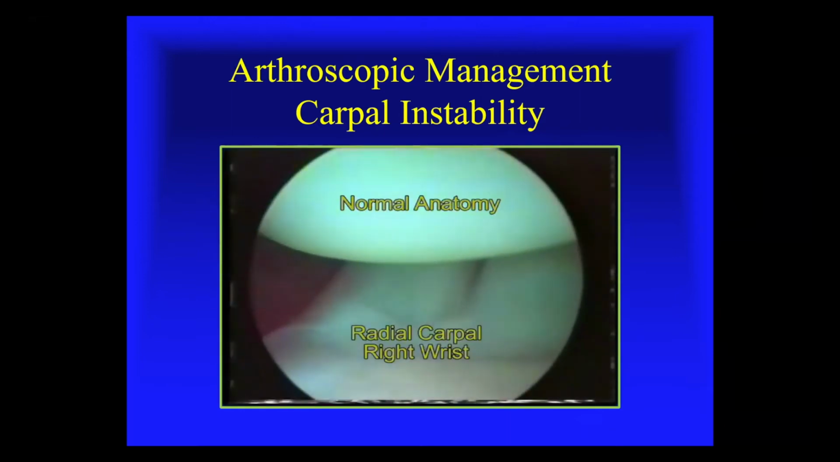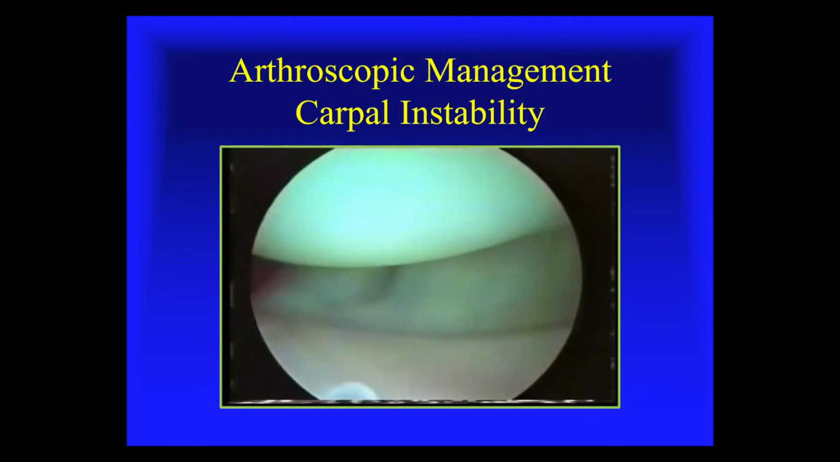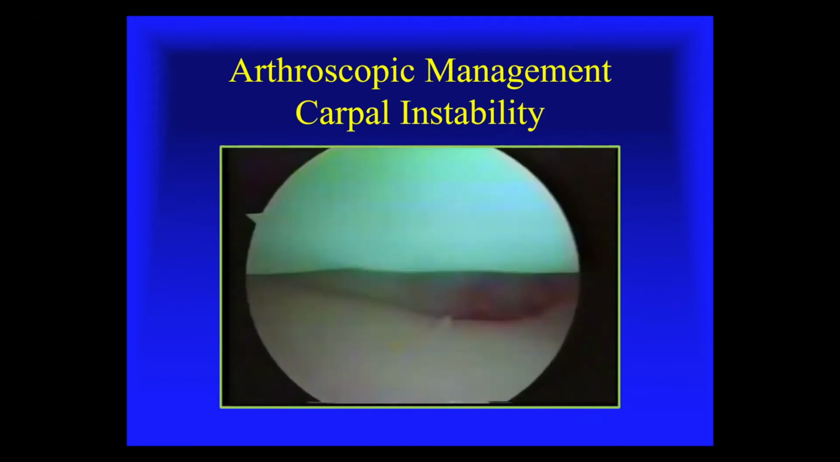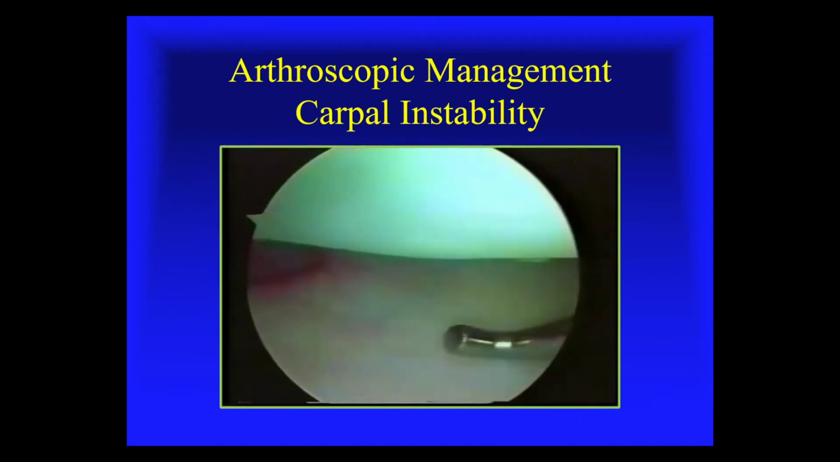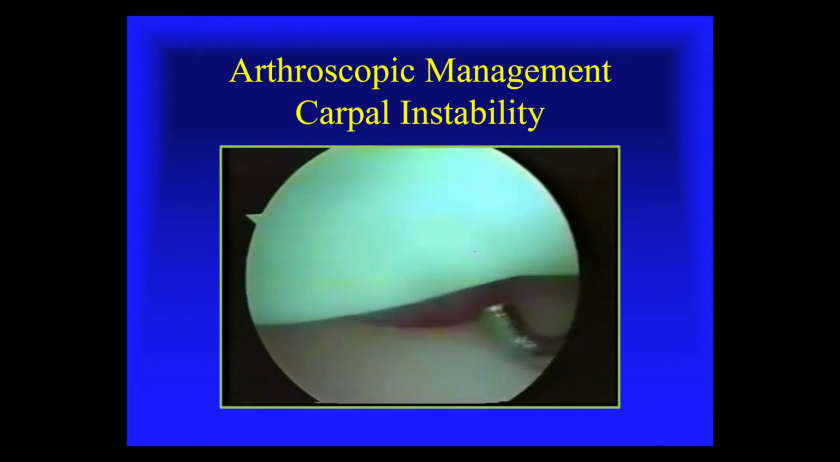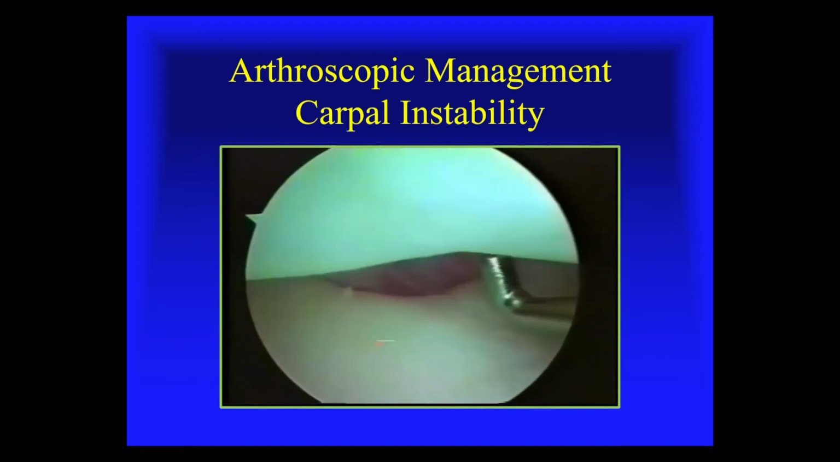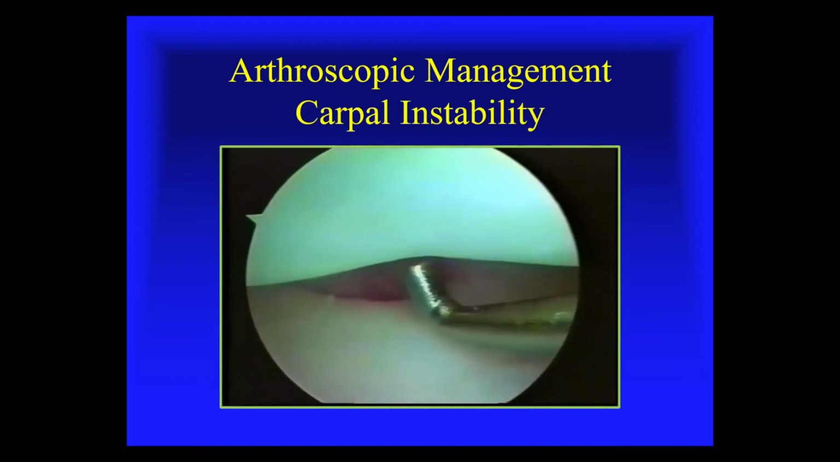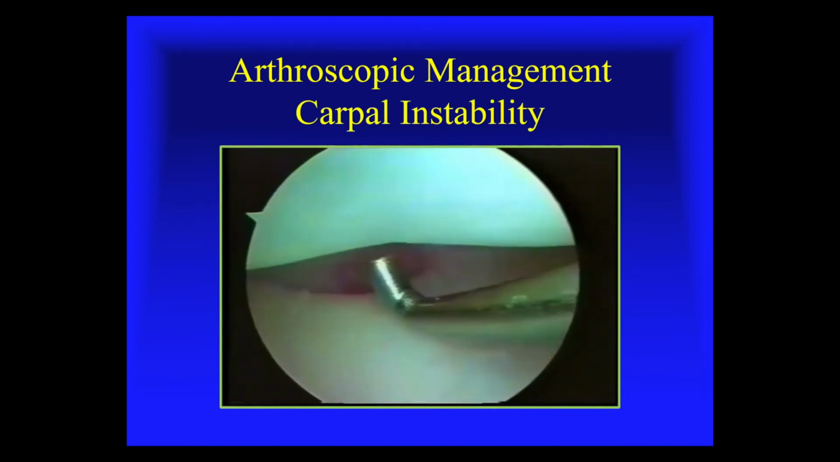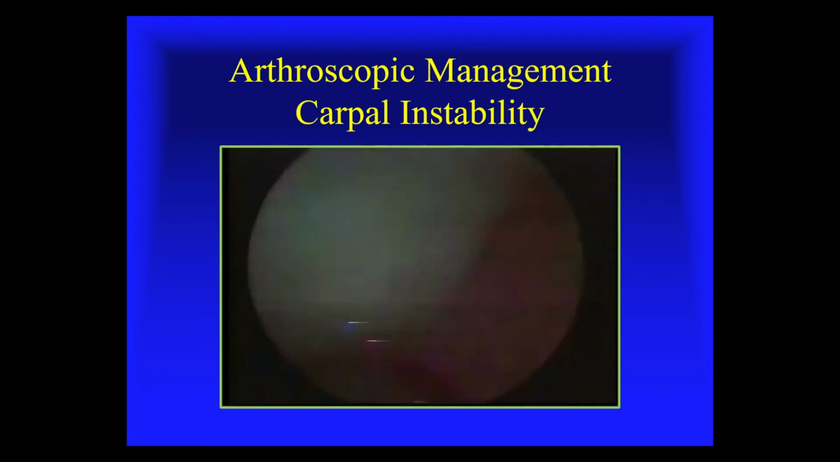So Lee's kind of going through this a little bit about the normal anatomy. This is with the scope in the 3-4 portal. Here you have a probe coming in through 6R, and normally between the scaphoid and the lunate should be a nice concave appearance between the two bones. It should not be convex at all. There should be no gapping.